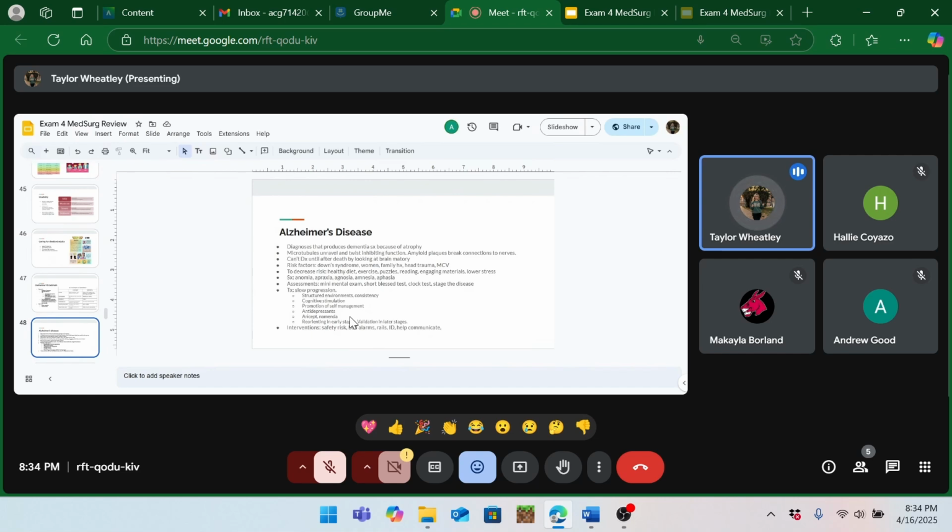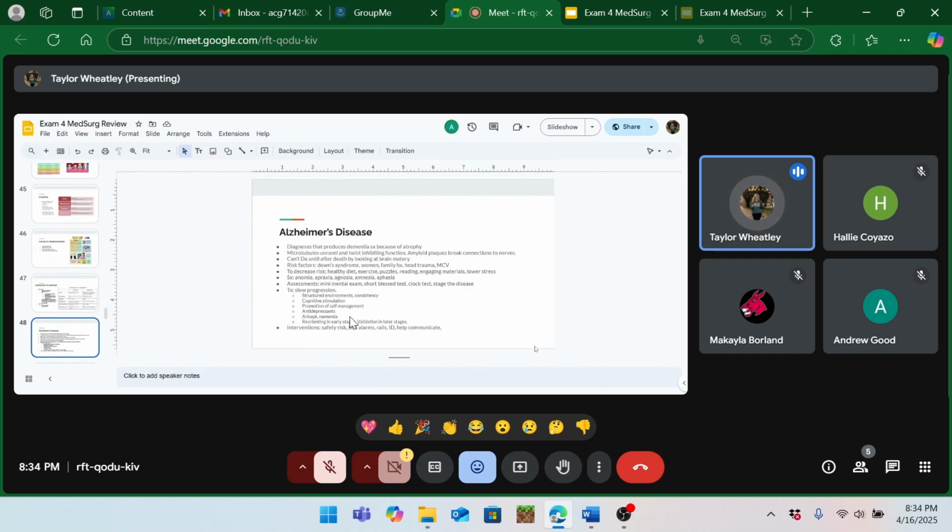You're going to keep a structured environment. Consistency helps them remember things. You're going to want to stimulate their cognitive function. You're going to want to give them puzzles and things like that. Promotion of self-management. Try to keep them completing their ADLs as much as they can themselves. Antidepressants. I don't know if these meds were on there, Namenda and Aricept.